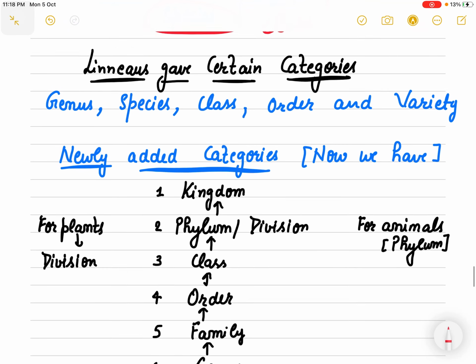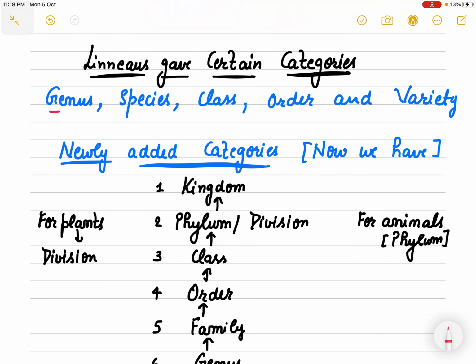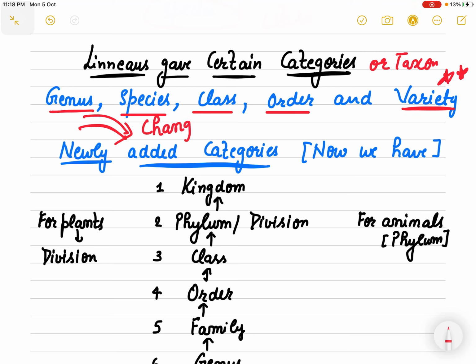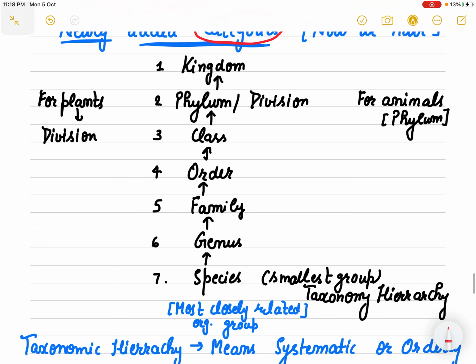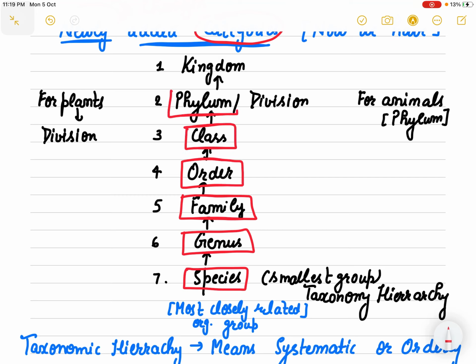So taxon is a rank through which different groups are arranged. Linnaeus gave a few categories, or you can say taxon. He gave genus, species, class, order, variety. But after Linnaeus, a few changes were made, as well as a few new categories added. So after Linnaeus, there were the 7 categories which we have: species, genus, family, order, class, phylum, and kingdom, right?